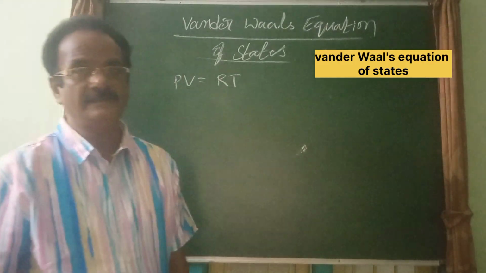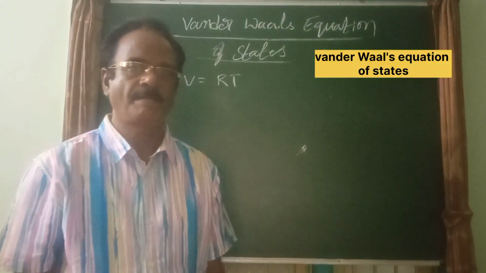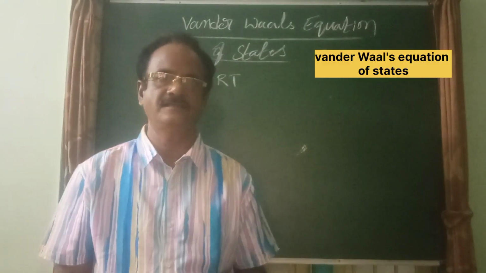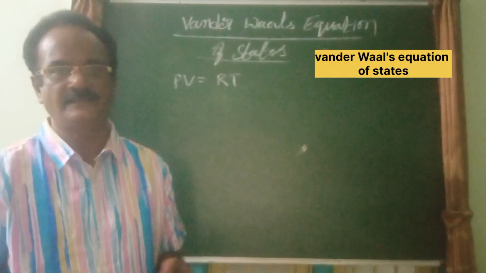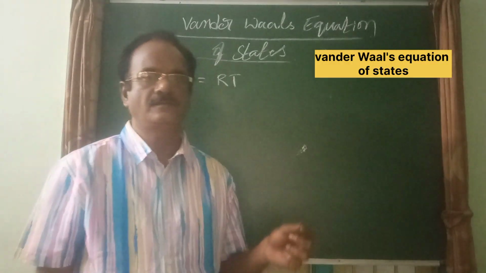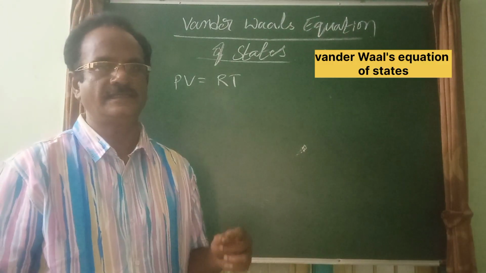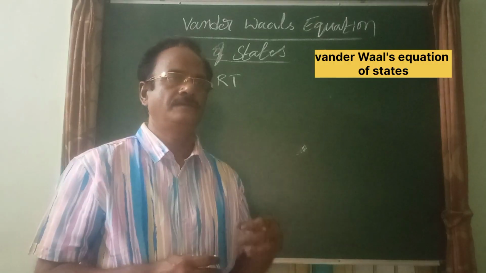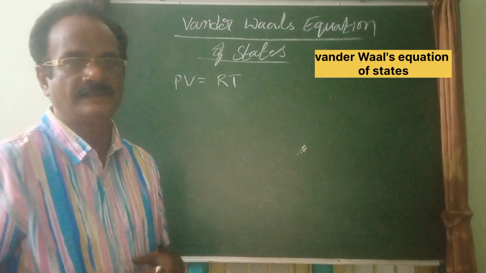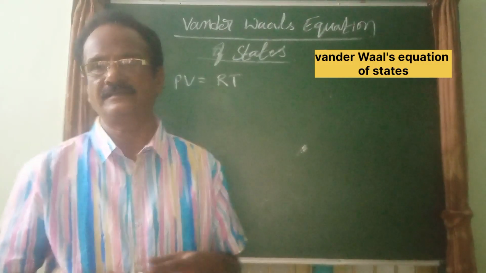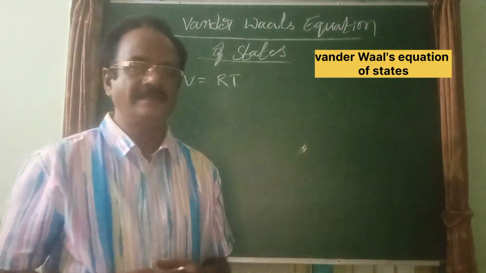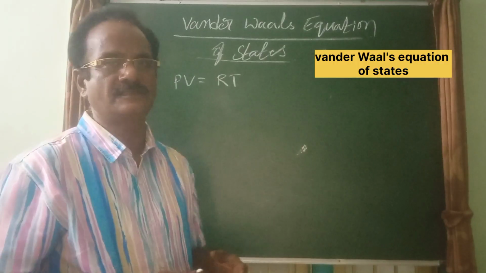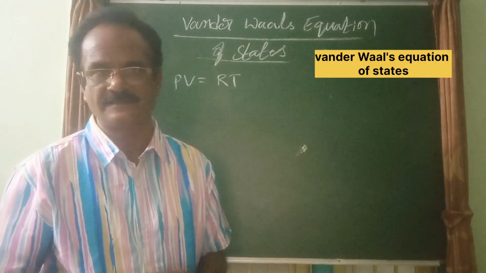But in practice there is no ideal gas. Only hydrogen behaves like an ideal gas at a particular point, but it also is not to be considered an ideal gas. So then Van der Waals, a scientist, checked the ideal gas equation experimentally, and he proposed a modified ideal gas equation, which is called the Van der Waals equation of state.